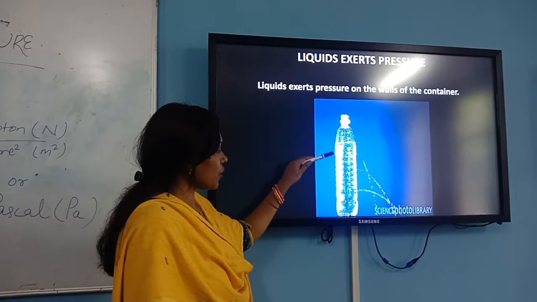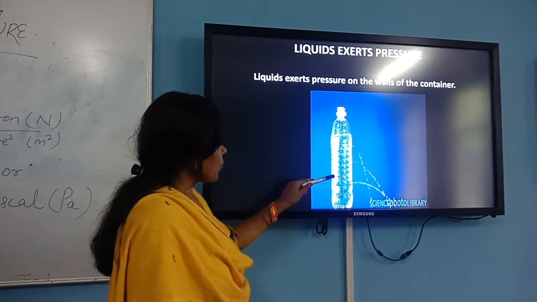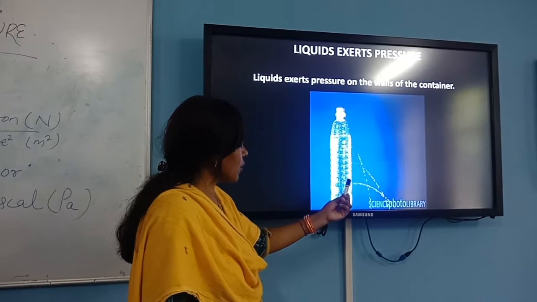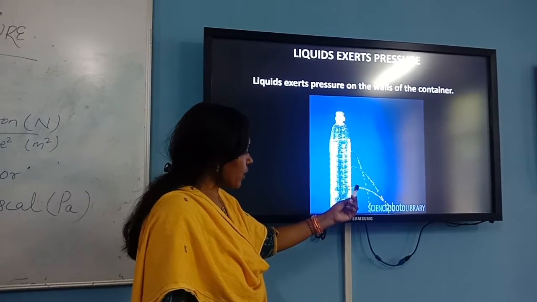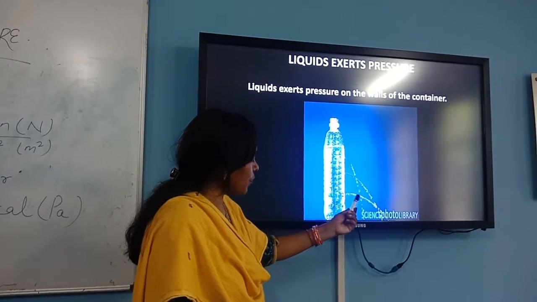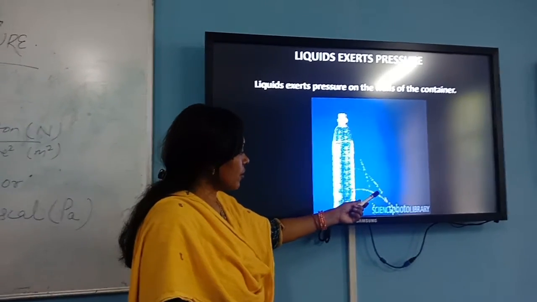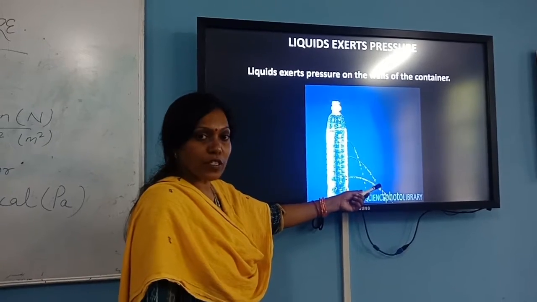So when the bottle is filled with water, when the depth increases, the pressure also increases. So here the jet of water falls at a greater distance from the bottle. It means here the pressure is more, the pressure is the greatest.